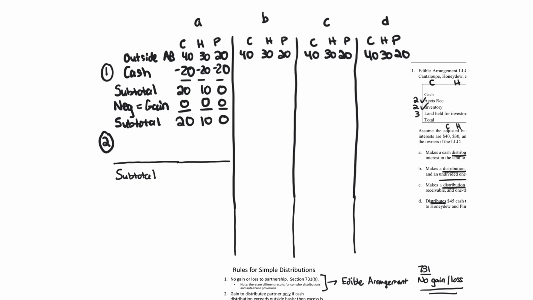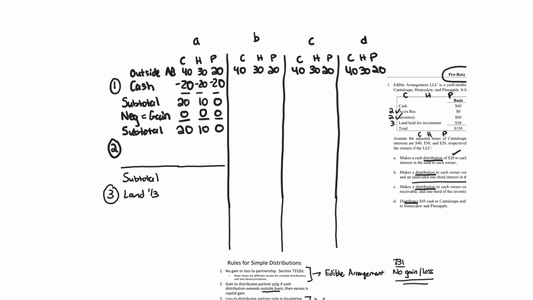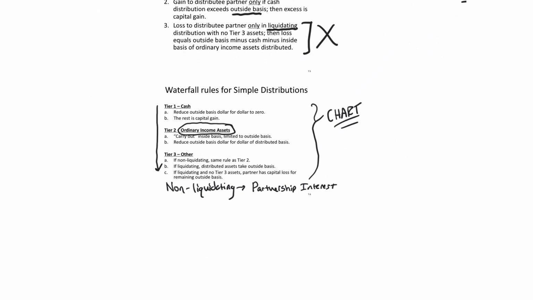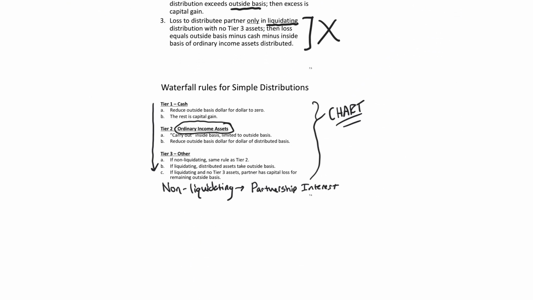Put subtotal. Now we go to tier 3, right? Each of them receives 1/3 of the land. So let's look at our rules. We had tier 1, we did that. Tier 2, we had no tier 2, so we go to tier 3. If non-liquidating, it's the same rule as tier 2.